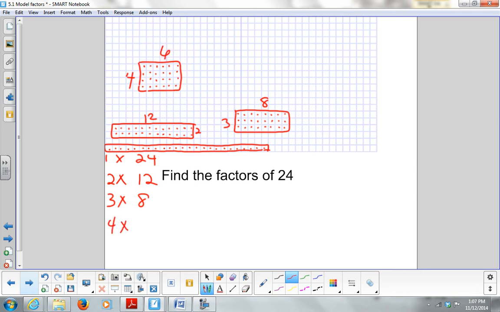Okay, and I don't think we can go any further than that because I think we have them all set up already. So the factors of 24 are all these numbers. So it's 1, 2, 3, 4, and then what they multiply by. So 24, 12, 8, and 6. And those are all the factors that are listed for finding the factors of 24.